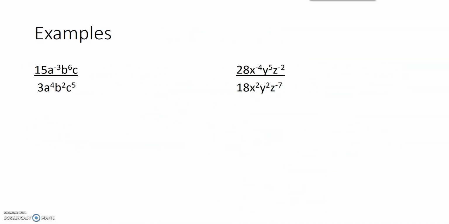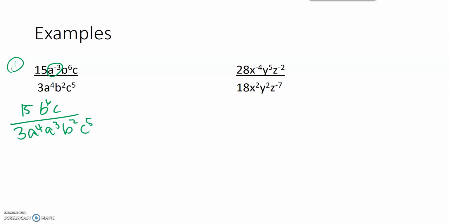Got a couple more examples here. First thing we're going to do is move the negative exponents. So example 1, we have 15a to the negative 3rd, b to the 6th, c, over 3a to the 4th, b squared, c to the 5th. So that a to the negative 3rd has to move to the denominator. 3a to the 4th, a to the 3rd now because we moved it, b squared, c to the 5th.